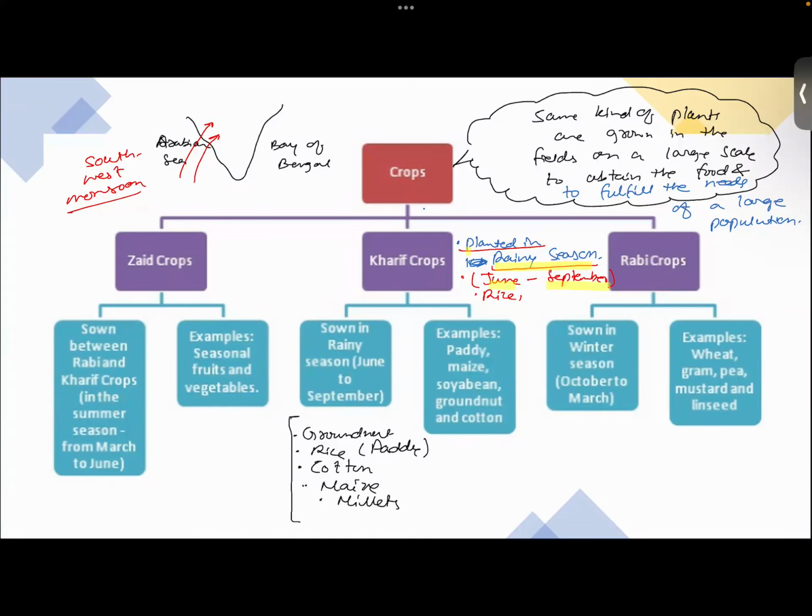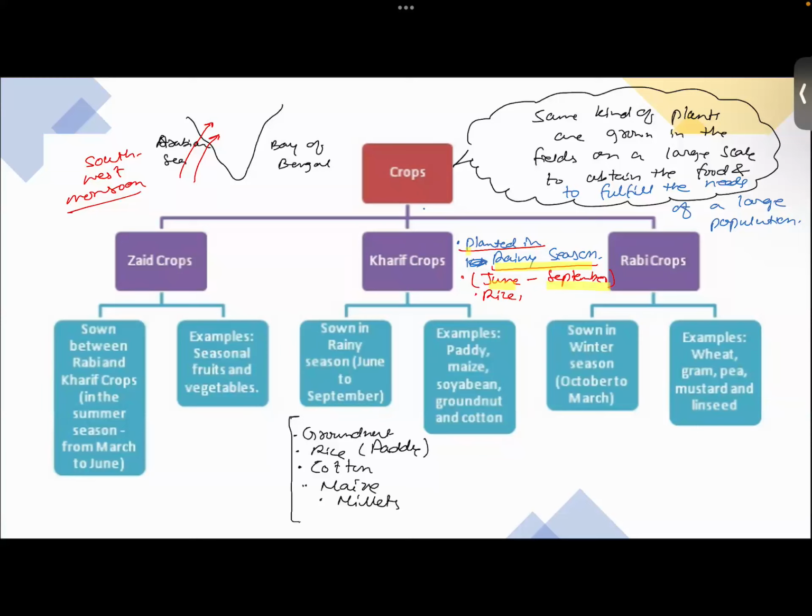Now, let's come to the second type, rabi crop. Who will explain this to me? Sir, the plants that are grown in the winter to summer season are known as rabi crops. These crops require very less amount of water compared to kharif crops. Usually, you will just say it is sown in the starting of October to November.